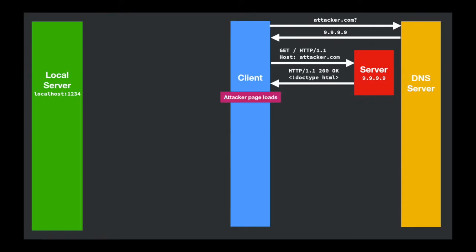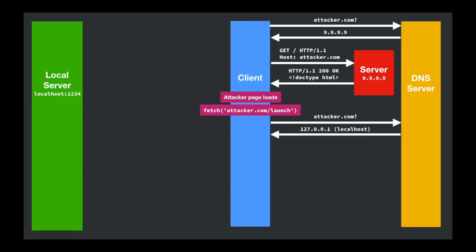The page loads. And then at this point, the attacker actually goes and changes their DNS entry such that it returns a localhost IP address. And then the code that's running in the attacker page makes a request to the same exact or similar URL as it did the first time. So it's the same origin URL. And the DNS lookup happens again. And this time we get the localhost IP returned.